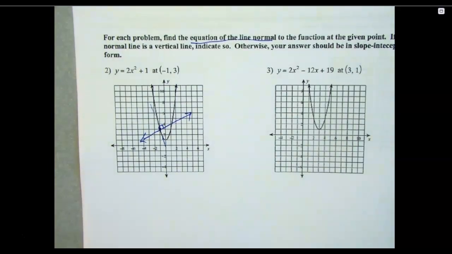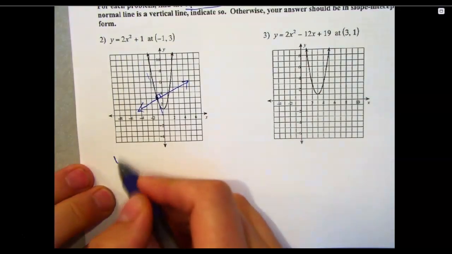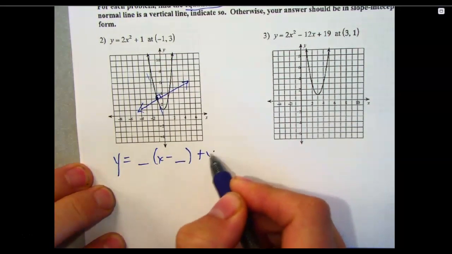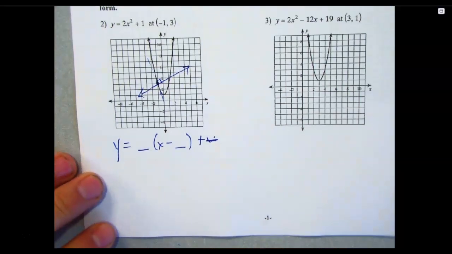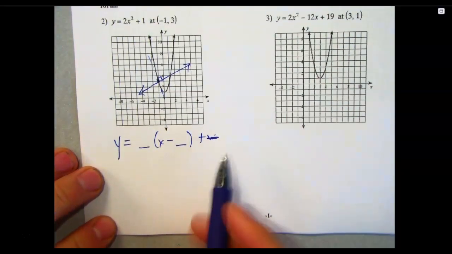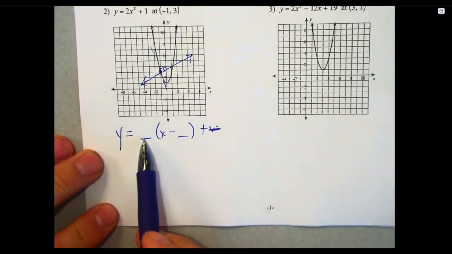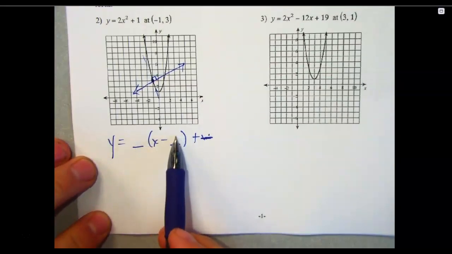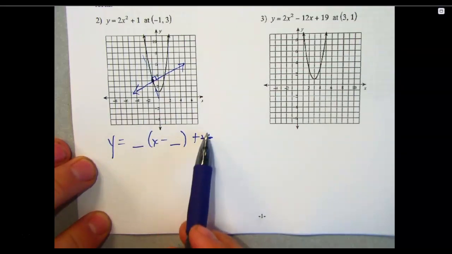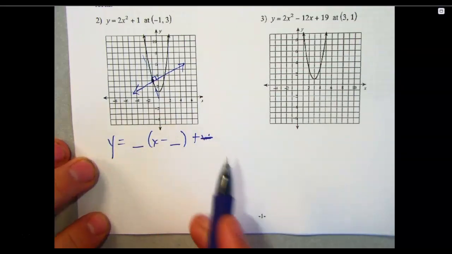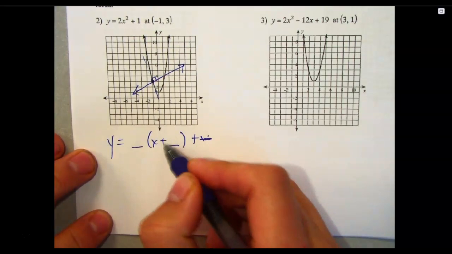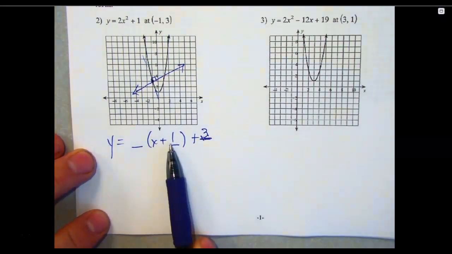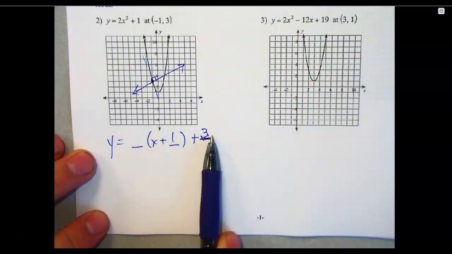Okay, so how do I do it? So what I want is this. So that's kind of my general form. That's supposed to be a blank. What's going to go in this slot is the slope. What's going to go in this slot is the x value of the point that we're going through. And this slot is the y value of the point that we're going through. So I can put plus 1 and plus 3, and that's plus because it's minus -1, and then plus 3.